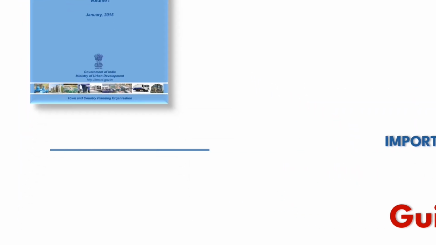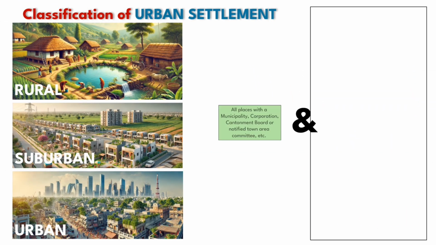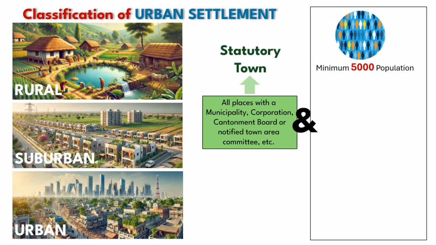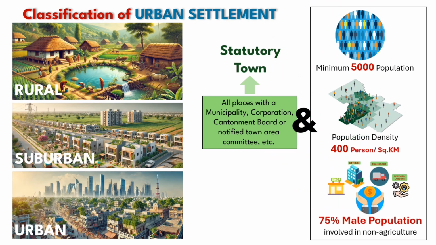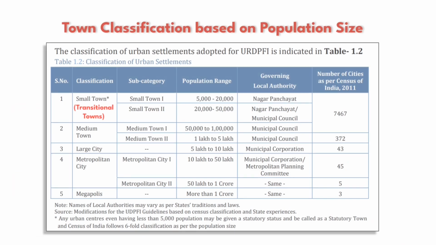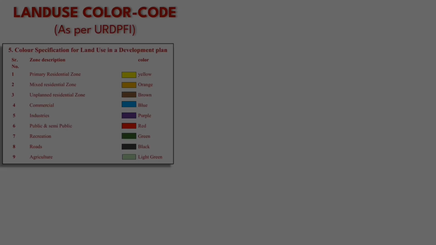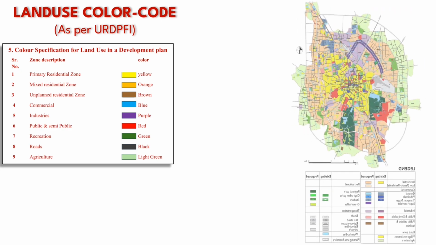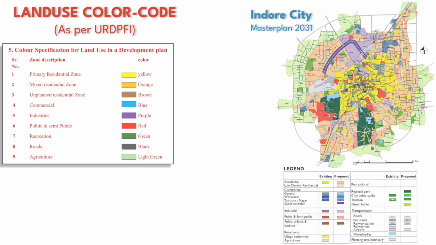In part 1, we have seen different types of settlements, studied about statutory town, understood what is a census town, then town classification based on population size, planning system framework. At last, we have seen the land use color codes. Link of part 1 is in the video's description. So let's start this part 2.